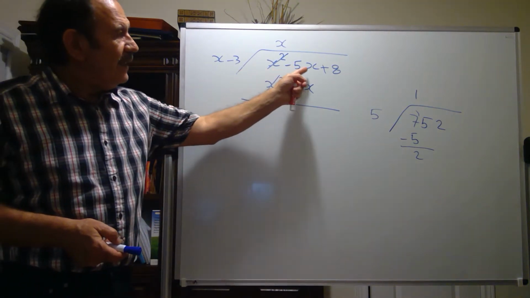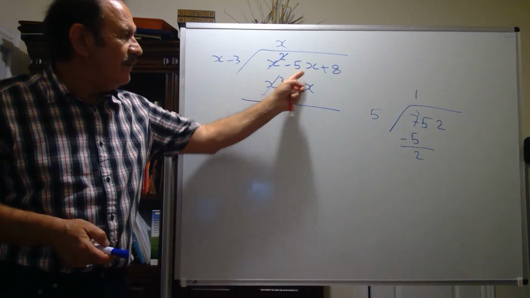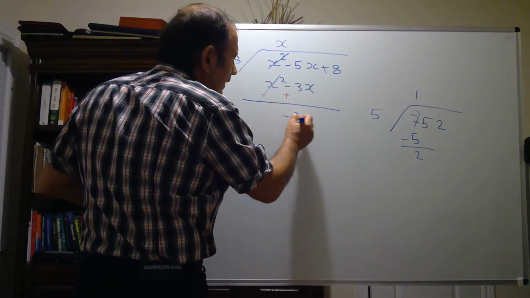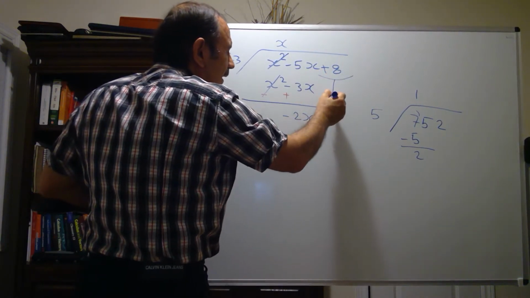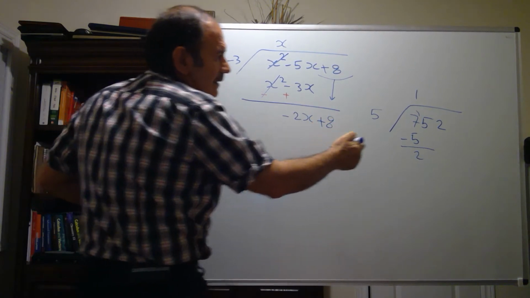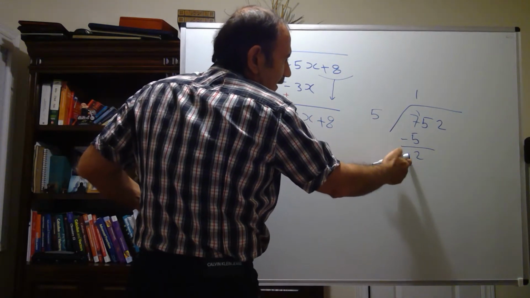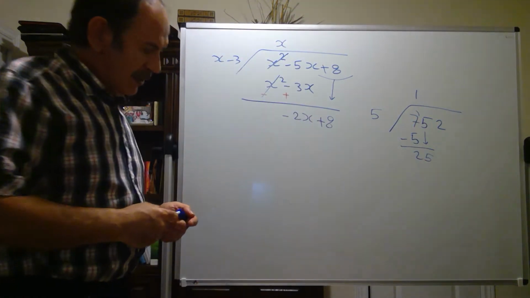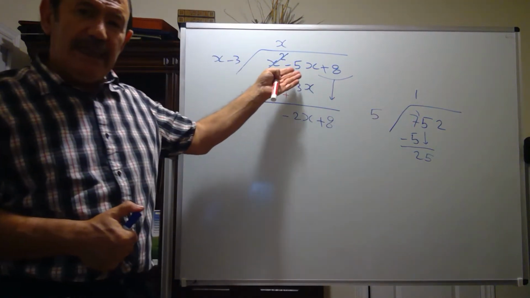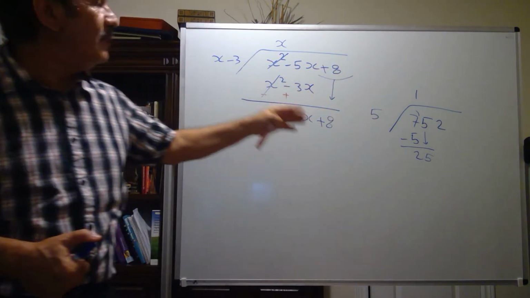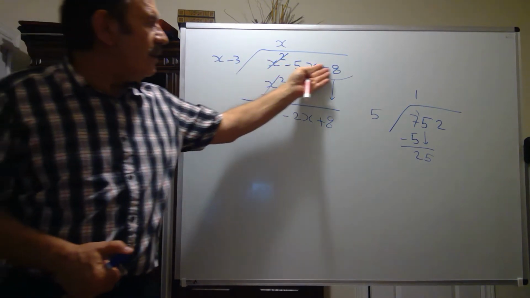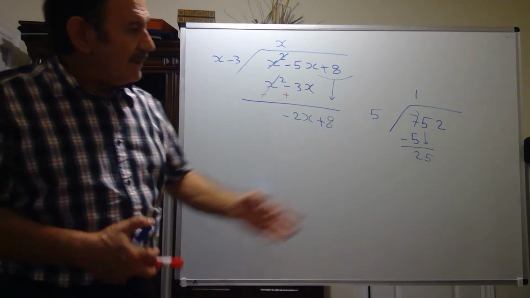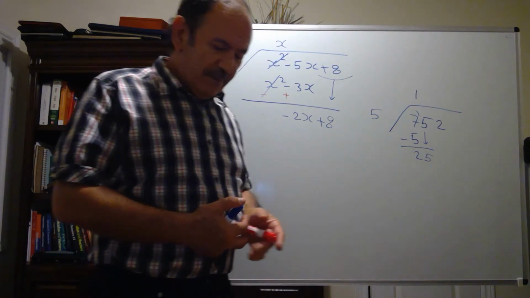Then 5x plus negative 5x plus 3x is going to be negative 2x, and drop the remaining part, plus 8. Can you see? 7 minus 5 is 2, and drop the next one, which is 5. In this case, we are dropping one by one. In this case, drop whatever is remaining, because the term is more than 1. So drop whatever is the remaining part, drop it down. Okay? Now, after dropping, 25 divided by 5 is 5.